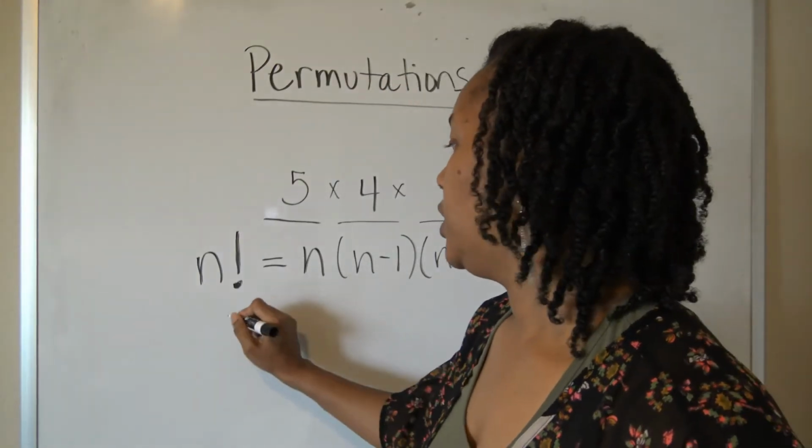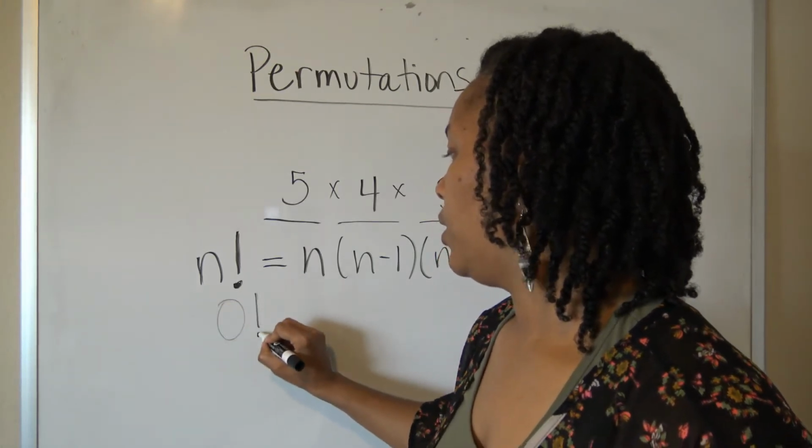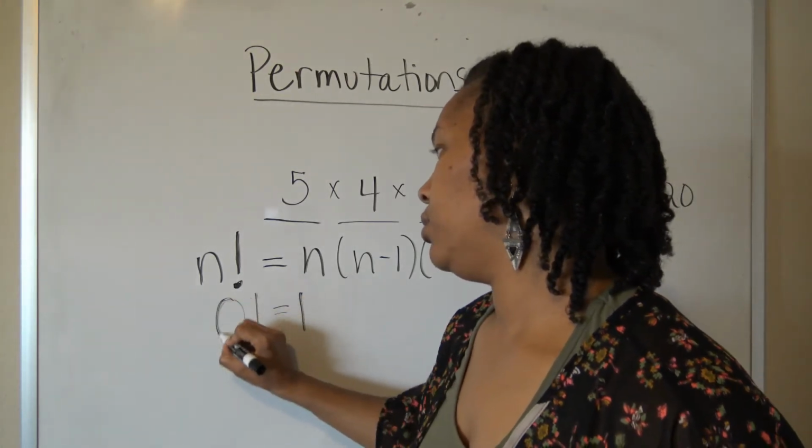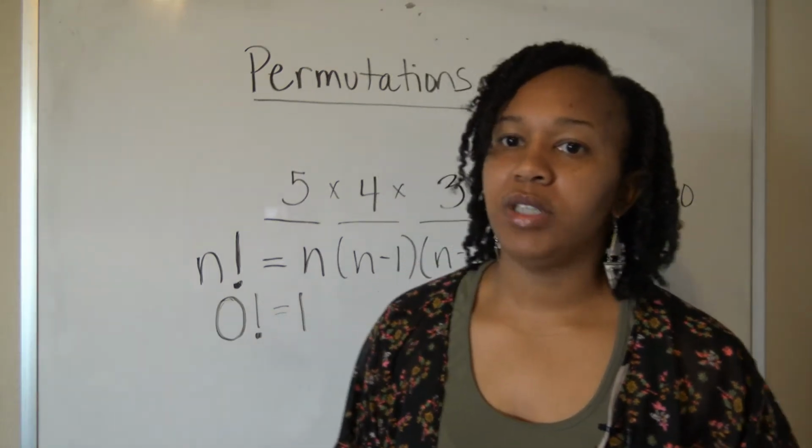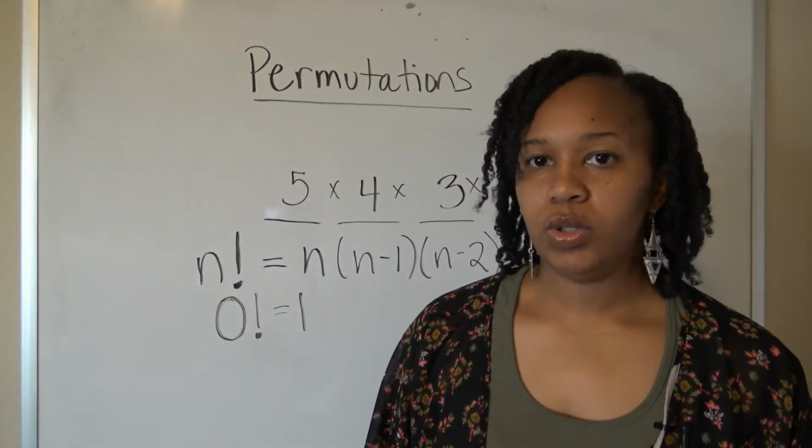Also, by definition, 0 factorial is equal to 1. So this is defined that way. So if you ever have to use 0 factorial, that's equal to 1.